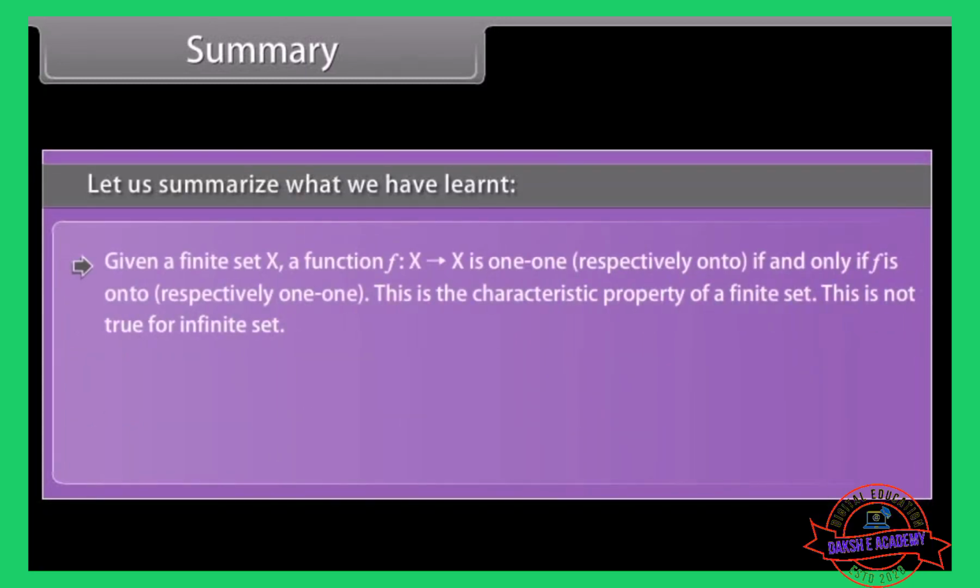Given a finite set X, a function f from X to X is one-one respectively onto if and only if f is onto respectively one-one. This is the characteristic property of a finite set. This is not true for an infinite set. A binary operation star on a set A is a function star from A cross A to A.